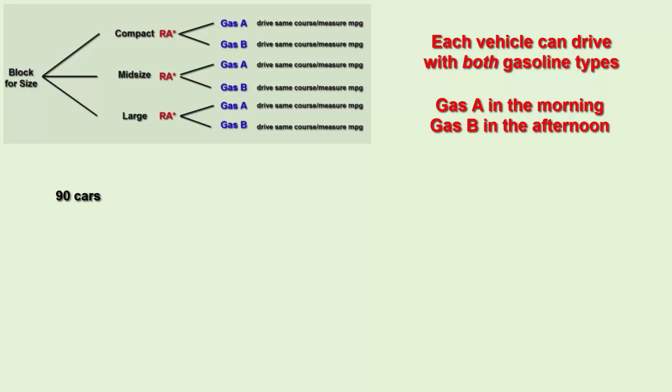If there were 90 cars available, we do not need to group them by size. All 90 will get gas A and all 90 will get gas B. This means treatment group A has 90 cars and treatment group B has the exact same 90 cars. But randomization must always be included in an experiment, and for good reason.